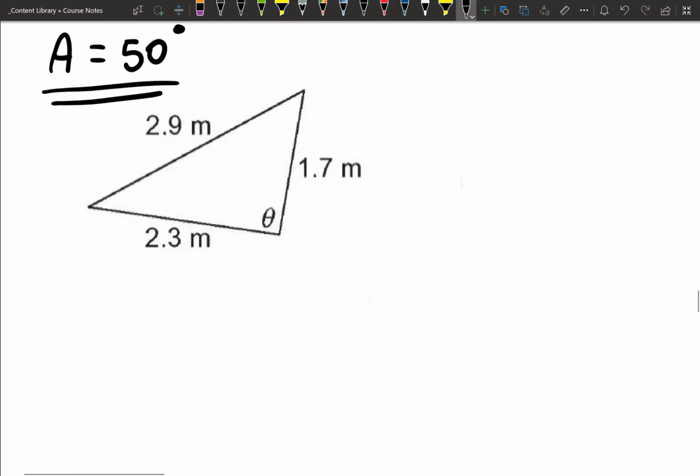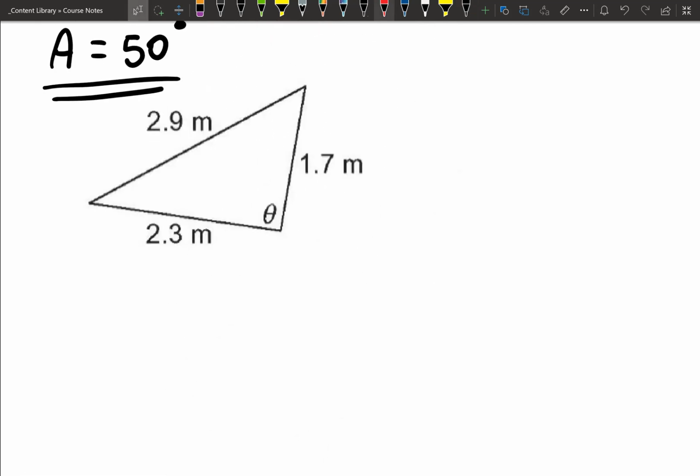Looking at another example here, right? We're going to try and label our triangle. Let's label angle theta as angle A. 2.9 across from it is lowercase a. And then you choose, I can make 2.3 b and 1.7 c. And then label the angles across from them appropriately. So across from 2.3 will be angle B, and across from the 1.7 will be angle C. Okay, and again, we're finding angle A.